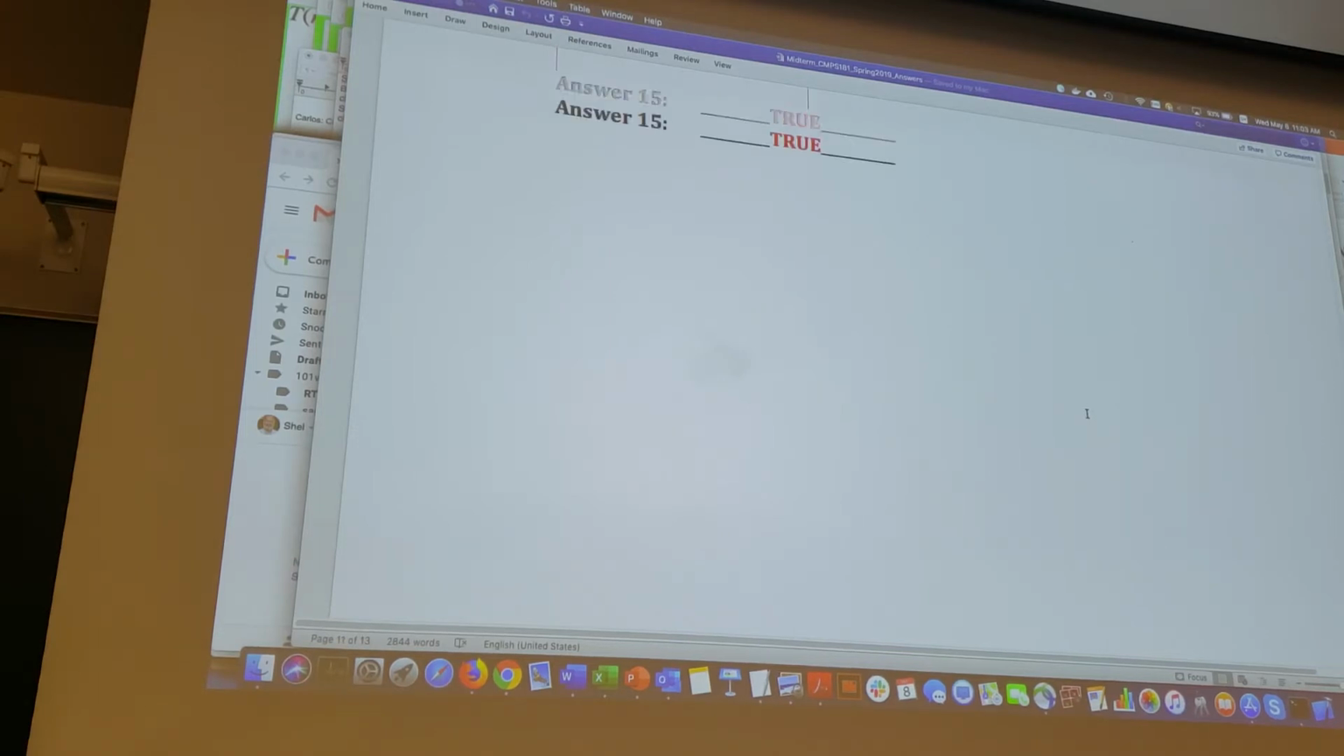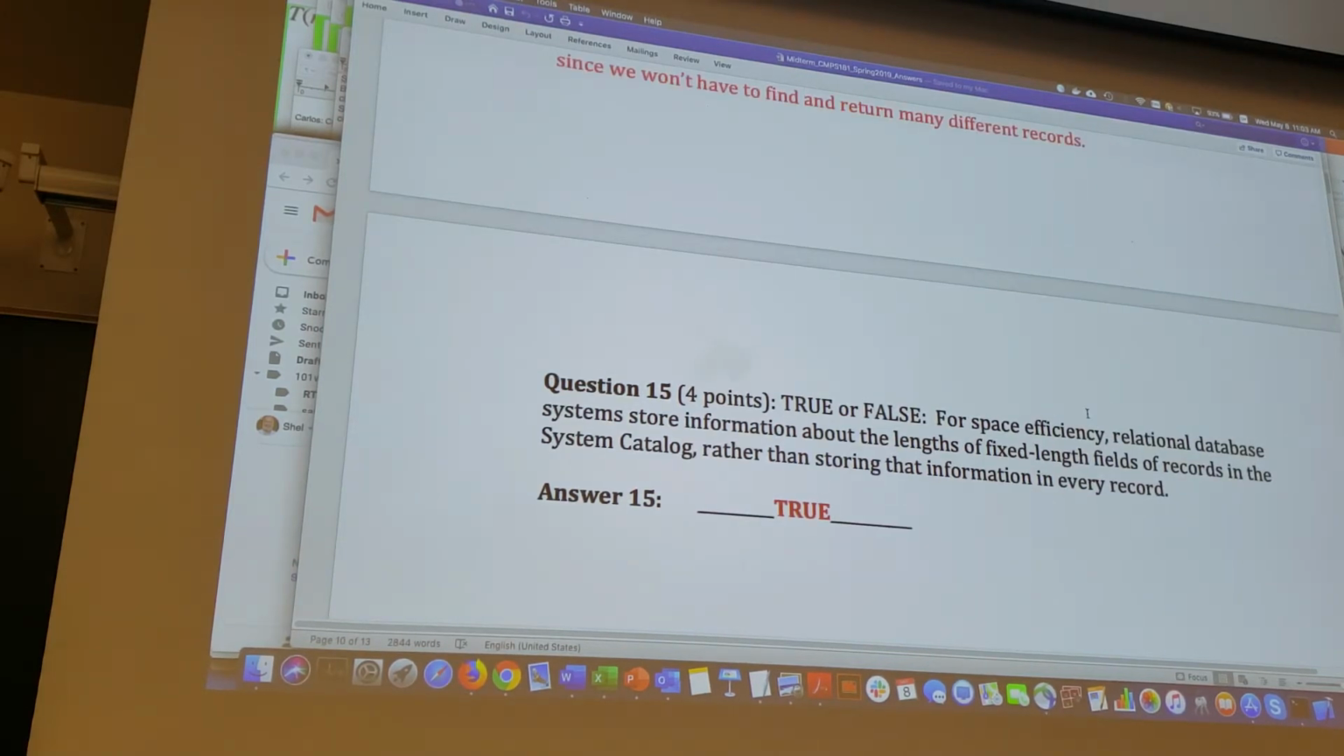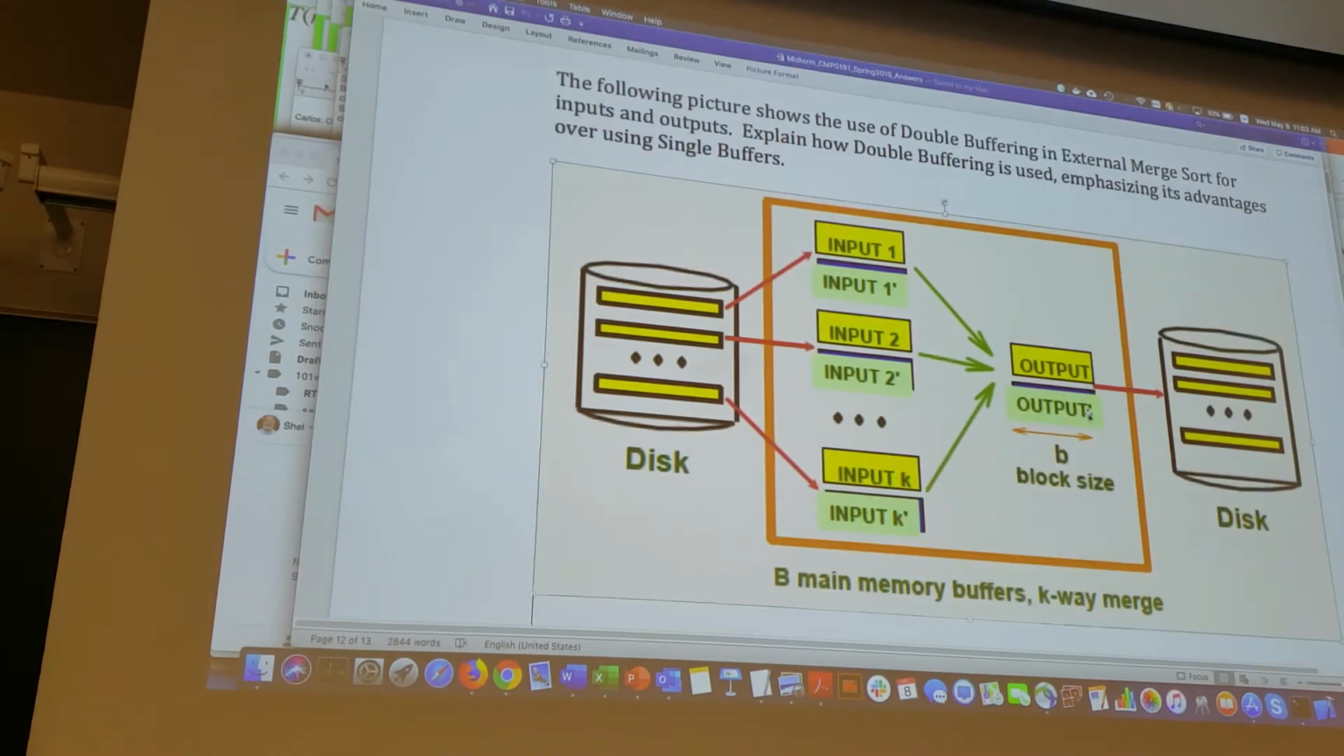For space efficiency, you end up storing the lengths of fixed length fields in the system catalog rather than storing them in every record. That's true. Even with varchar, you store the maximum length in the system catalog rather than inside every record. Again, something that you've seen working with the projects.